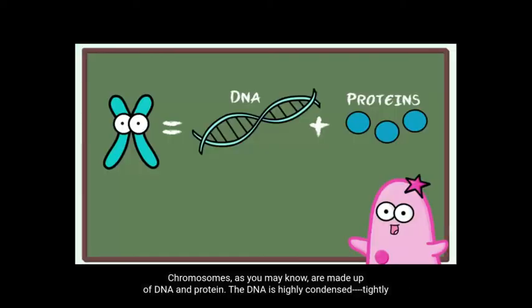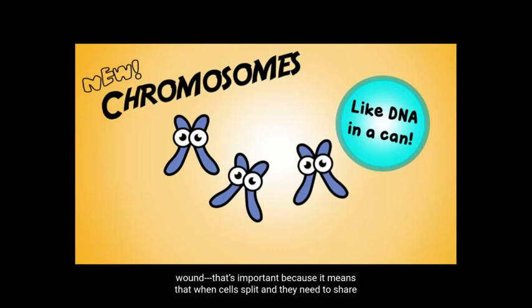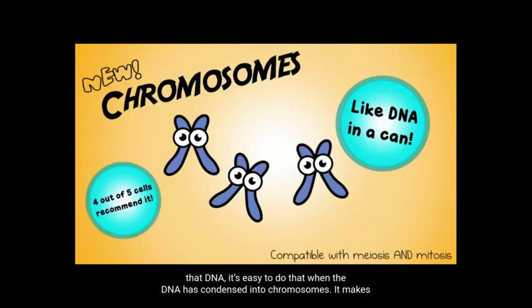chromosomes. Now, chromosomes, as you know, they're made up of DNA and protein. The DNA is highly condensed, tightly wound. That's really important because it means that when the cells divide and they have to move that DNA over, it's easy to do that when the DNA has condensed into chromosomes. It makes DNA so portable and organized, which is great in processes like mitosis and meiosis because when you make new cells, you also have to get the DNA into those cells.